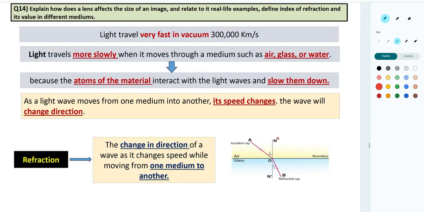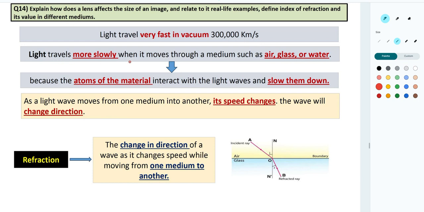Moving on to outcome 14. Explain how a lens affects the size of an image and relate it to real-life examples. Define the index of refraction and its value in different mediums. Light travels very fast in a vacuum, so unlike a mechanical wave such as sound, light can travel in a vacuum. It travels up to 300,000 kilometers per second.